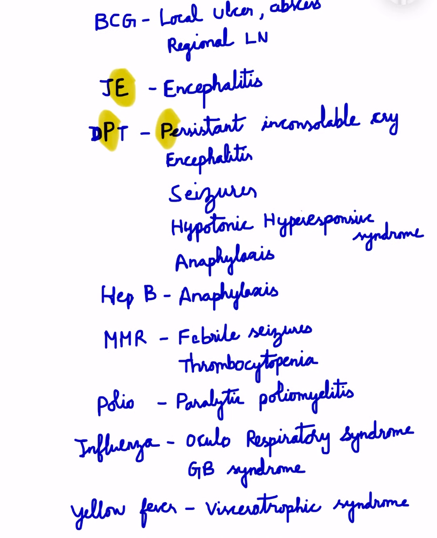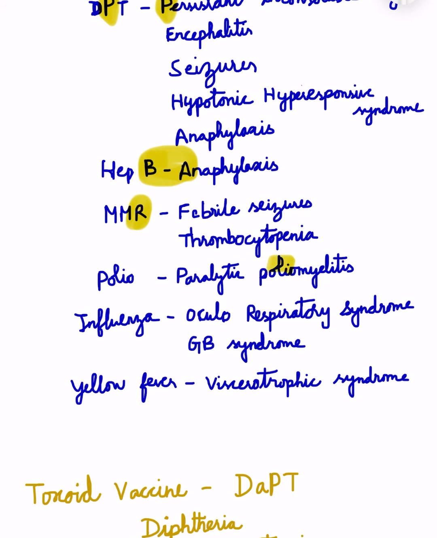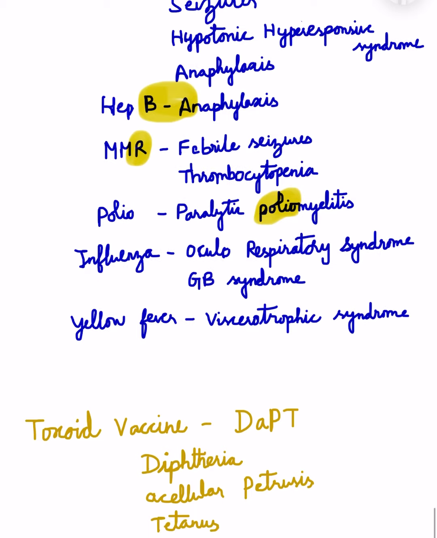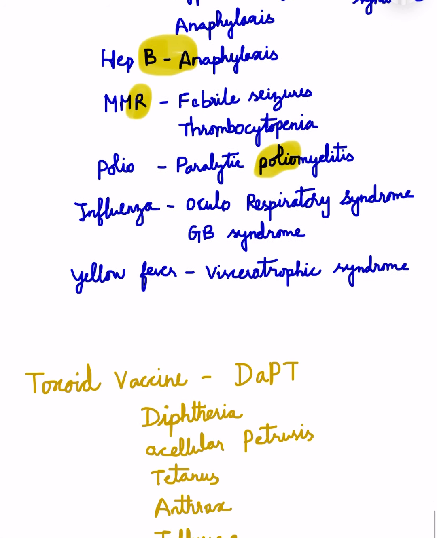In case of hepatitis B, anaphylaxis is the peculiar adverse effect. In case of MMR vaccine, the person may get febrile seizures or thrombocytopenia. This can be remembered as MMR having reduced levels of platelets. So thrombocytopenia and febrile seizures are seen in the MMR vaccine. In polio, we have vaccine-associated paralytic poliomyelitis. In case of influenza vaccine, oculo-respiratory syndrome and Guillain-Barré syndrome may occur. In case of yellow fever vaccine, viscerotropic syndromes may occur.